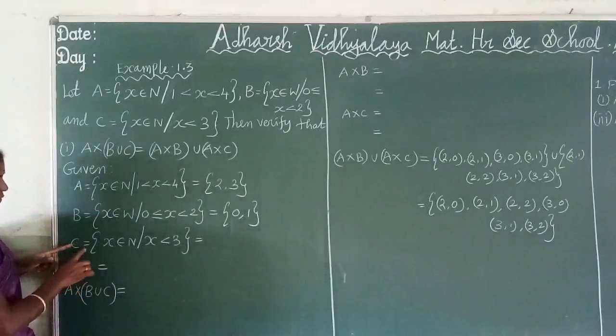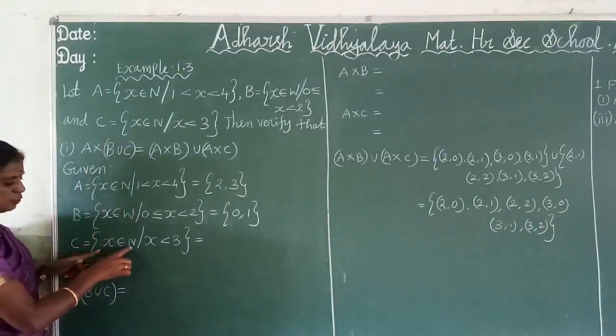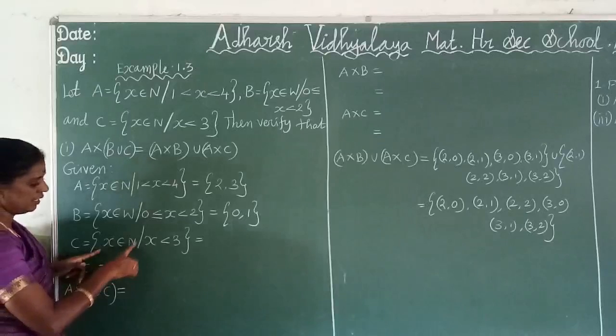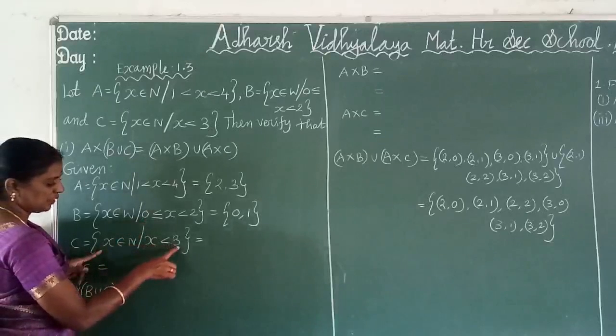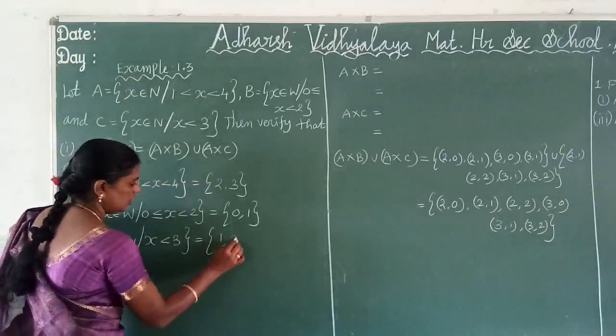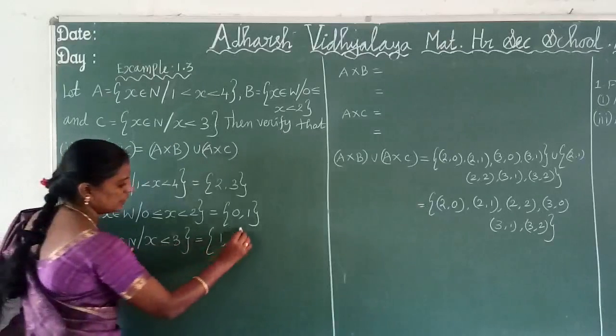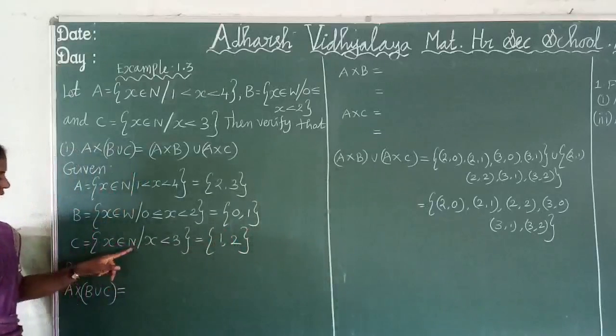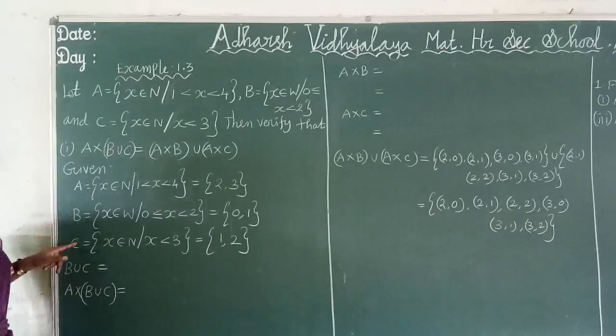Next, C equal to the set of all x belongs to N. N is natural number such that x less than 3. So natural numbers start from 1 and 2, but less than 3 means that's all. I understand A, B, C. How to find?